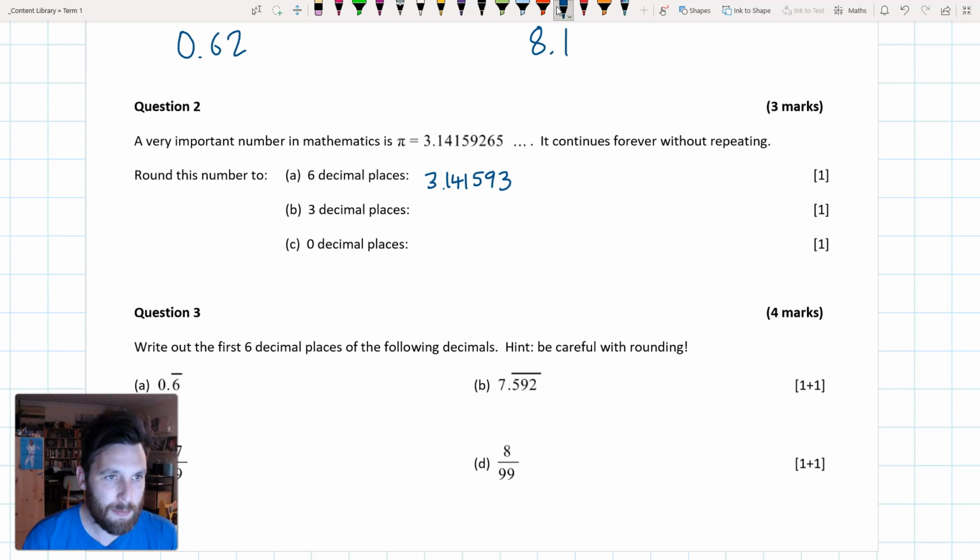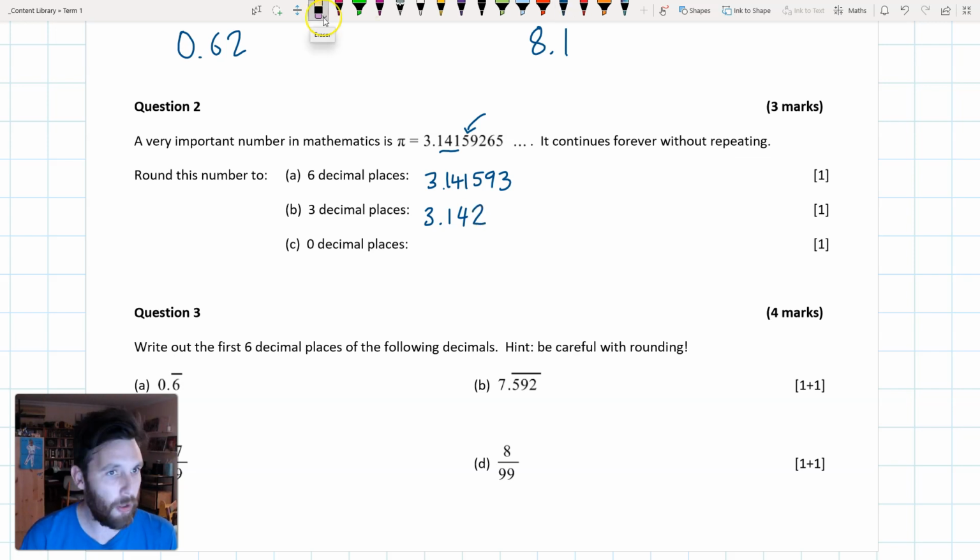Similarly, going to 3 decimal places. So where we have a look at these first 3 here, we've got 3.141. And now we look at the digit after that 1. If it's 5 or greater, we round up, which it is. So we're going to go 3.142 in this instance.